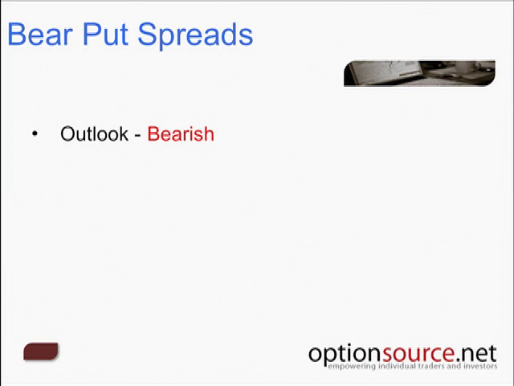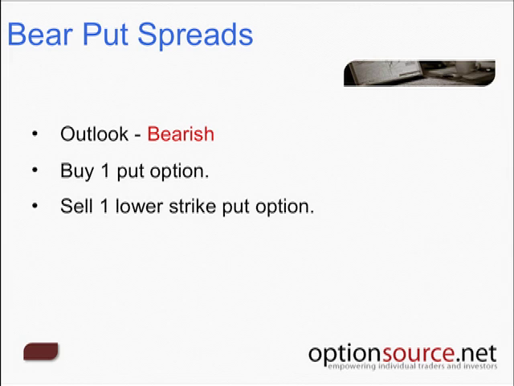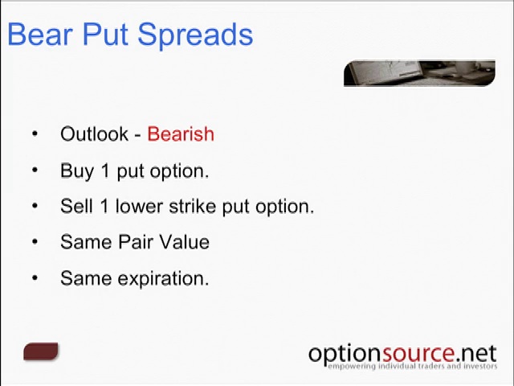Now, if we're looking at participating from a bearish perspective, of course, the typical approach is to use a put option as a means of trading a directional view to the downside. First and foremost, our outlook must be bearish, so we need to have some means of establishing that directional bias. And from there, what we're going to do is purchase one put option at a strike price that we're comfortable with, so it could be an at-the-money put, and we're going to subsequently sell a lower strike put option and collect the premium. Again, we're going to do this on the same pair value, and we're going to use the same expiration date.